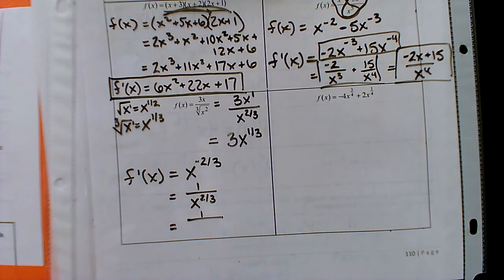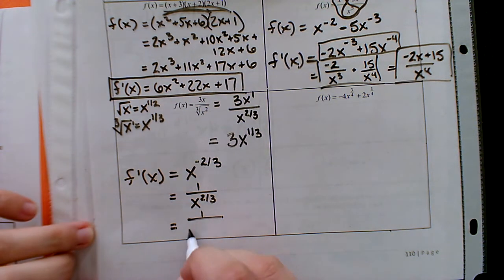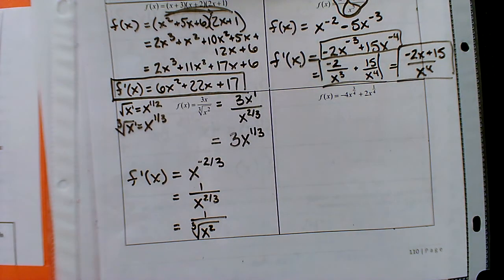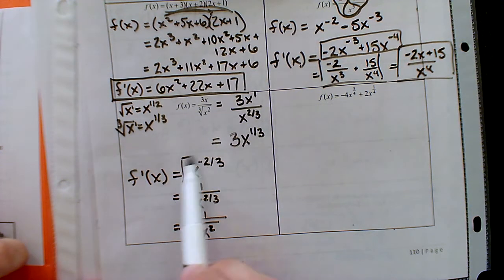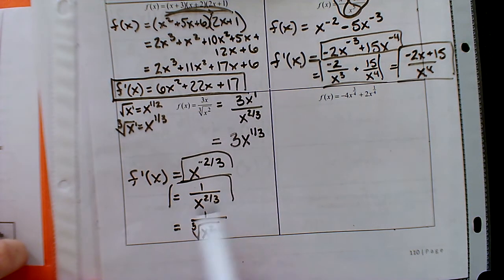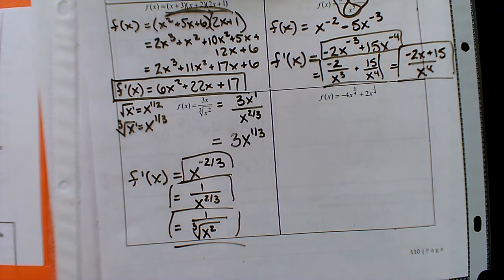All right, can we rewrite x to 2/3 as a root? What do you think? Good, Braden? Cube root of x squared. There we go. Cube root. Okay, that's the denominator. And then whatever's inside the root itself is being squared. So all three of these are correct derivatives. They just look different.